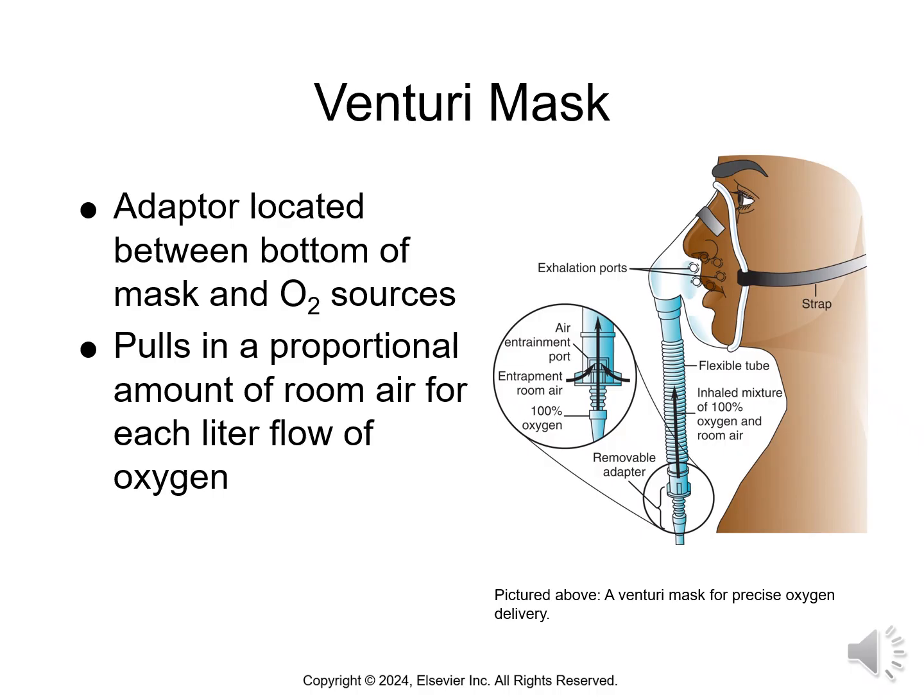So this is a picture of a Venturi mask. The cool thing about a Venturi mask is it's got an adapter located at the bottom of the mask and it connects to the O2 source even below that. This pulls a proportional amount of room air for each liter of oxygen it flows. So we have that mixing of the atmospheric air with the 100% oxygen to allow our patient to have a better chance of utilizing that air in a way that they can make that gas exchange within their lungs.